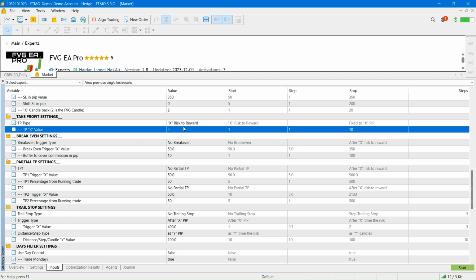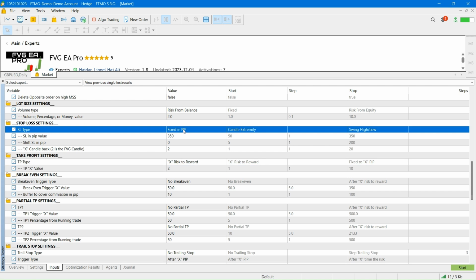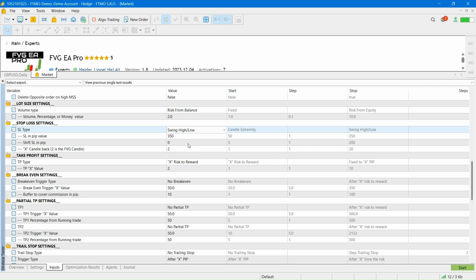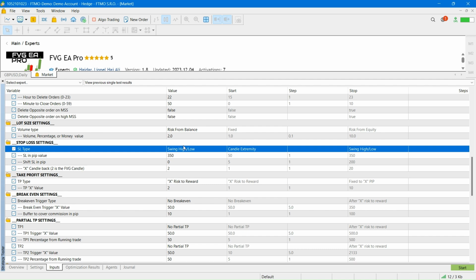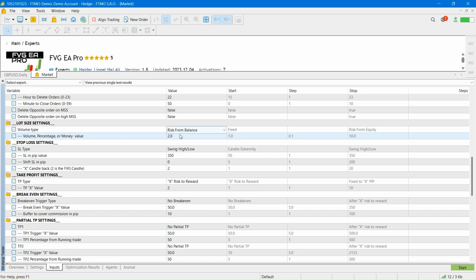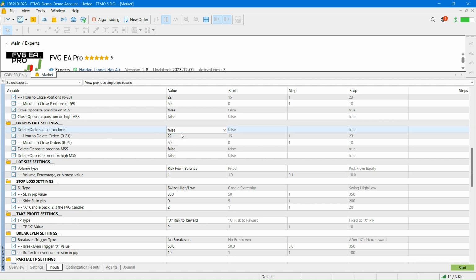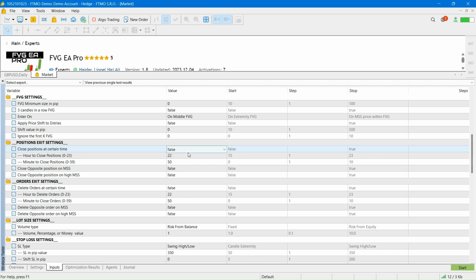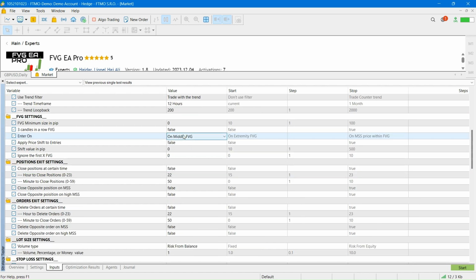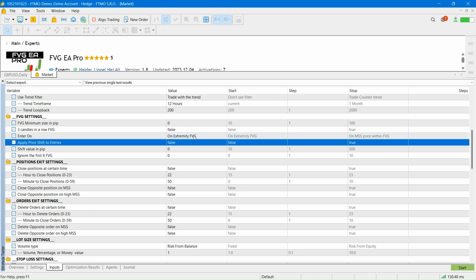Risk reward, I'm just going to stick to two. Stop loss settings, I'm going to take the swing high/low just to make sure that this is what I'm taking into consideration. Risk from balance 1%. I don't want to delete any orders. I don't want to close any trades. I'm just going to go with an extremity fair value gap. That's why I'm choosing the extremity fair value gap, because if you follow me on my trade channel, you will know that I always set my orders on the extremity of the fair value gap. So I'm trying just to simulate what I'm doing manually today.